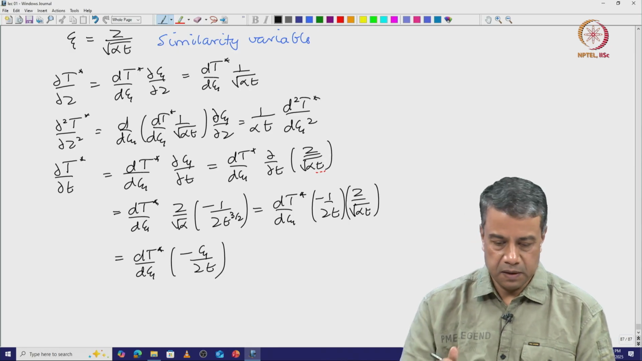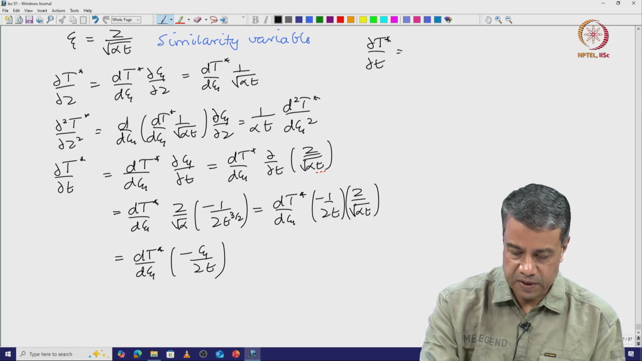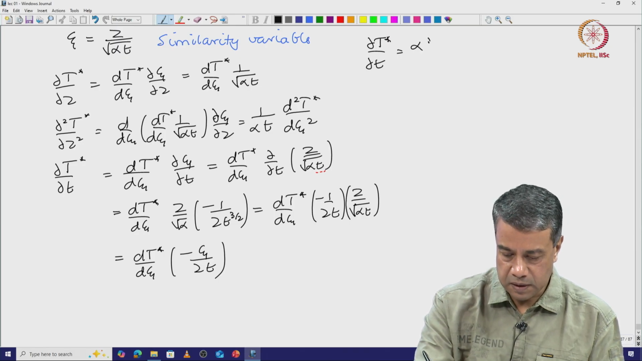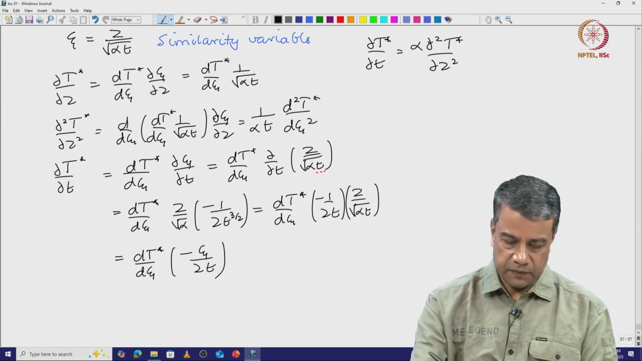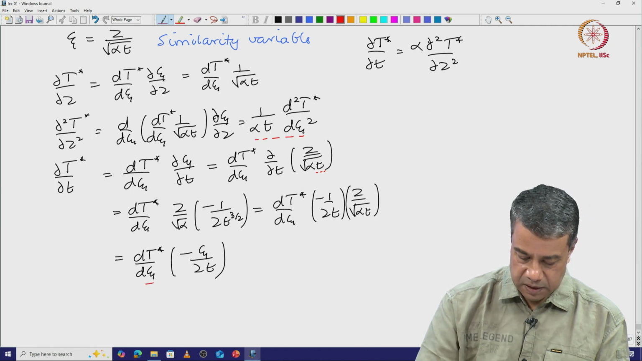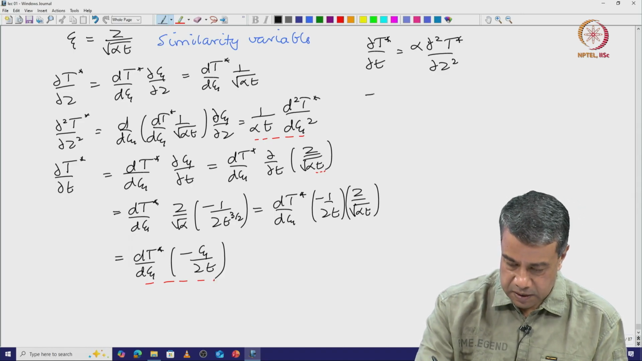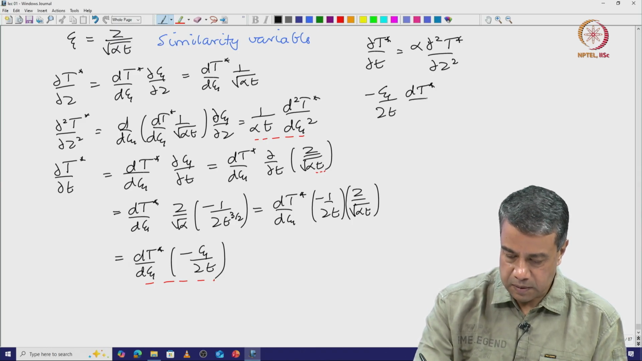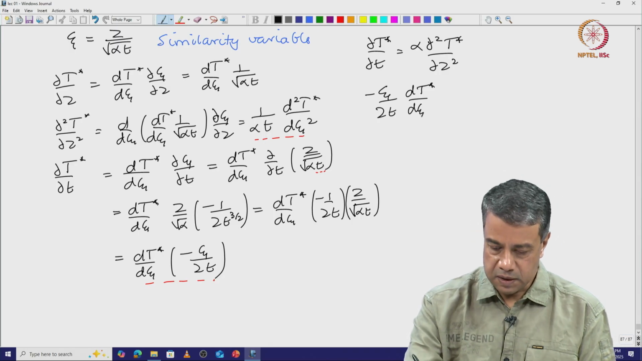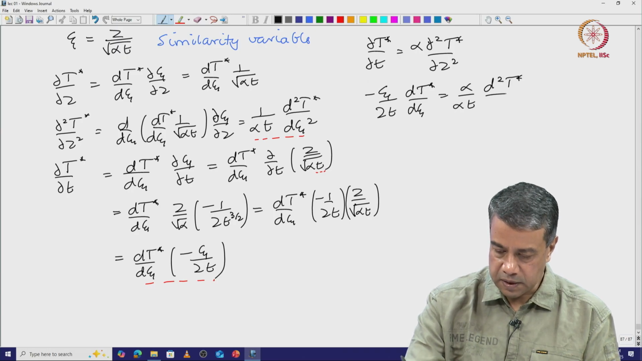So, the original equation was partial T by partial t is equal to alpha d square T by dz square. And if I substitute these two, this one for the right hand side, this one for the left hand side, then I will get minus psi by 2t dT star by d psi is equal to alpha by alpha t d square T star by d psi square.